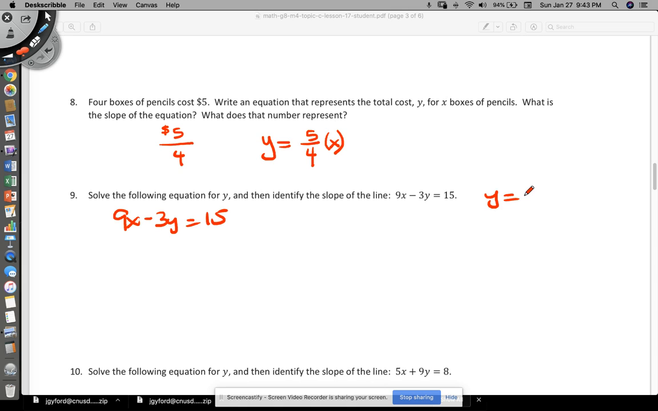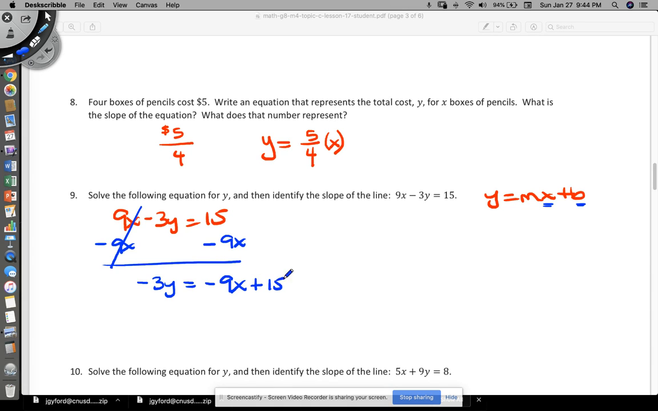Remember, you want it in y equals mx plus b. Now, if you notice, my y is being attached to this 3 right now. So I need to move some things around. I'm first going to go ahead and move my 9x. So I'm going to subtract 9x from this side, and I'm going to subtract 9x from this side. What you do to one side, you have to do to the other. And this brings down a negative 3y equals negative 9x. Now I wrote this one first because, again, I want the x to come before the number without the x. Plus 15. I put plus 15 because the 15 here was positive.